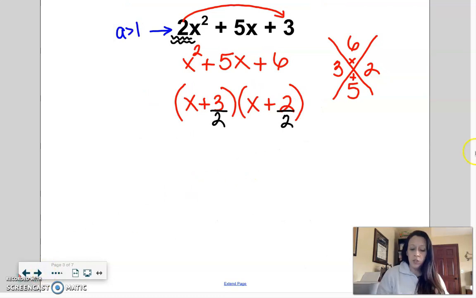Okay, so the last thing we would do is we would actually try to figure out what this division step would look like.